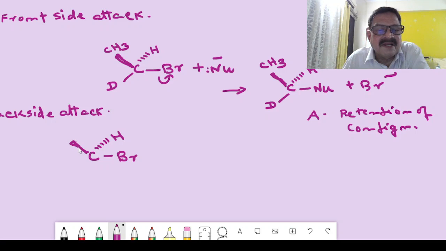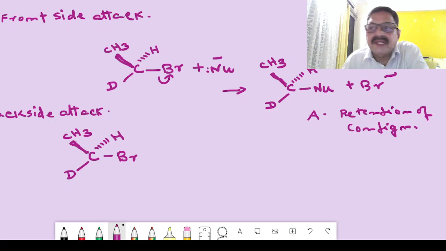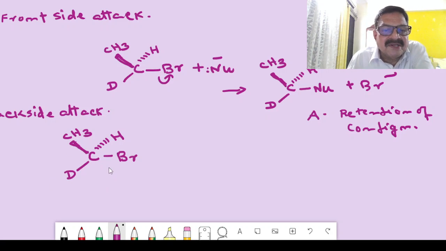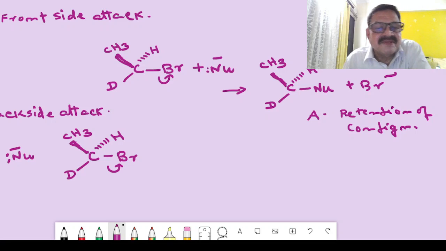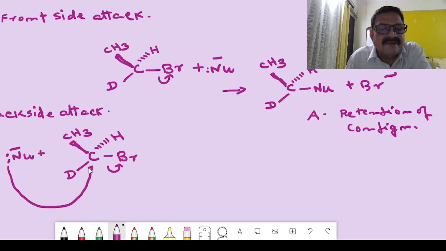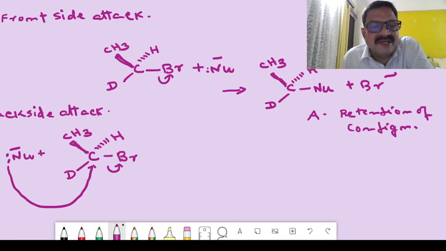So this methyl we will put on a wedge. Correct. Then we have the D here, deuterium here. So now what happens here? Bromine leaves from this side and this nucleophile is attacking from this side here. Correct. So this nucleophile, this lone pair here, will come to this electrophilic center.